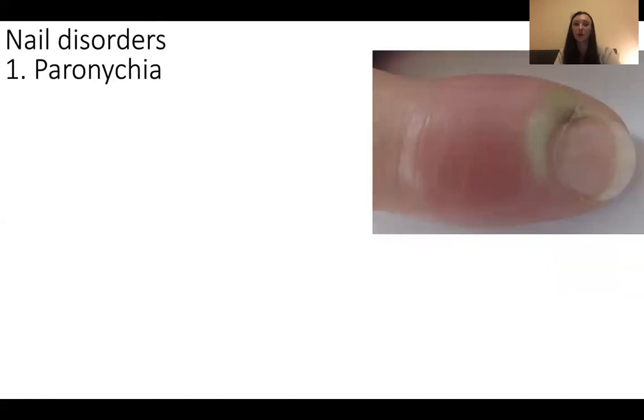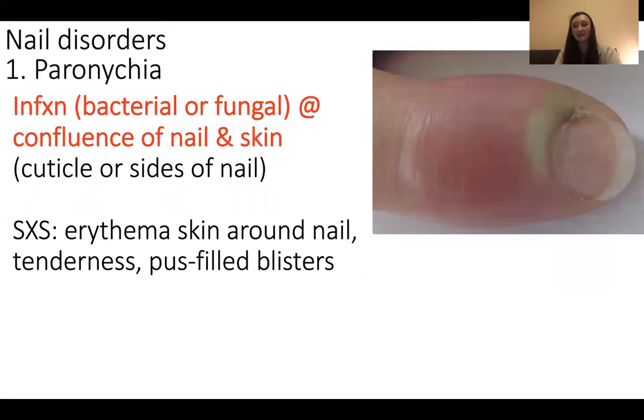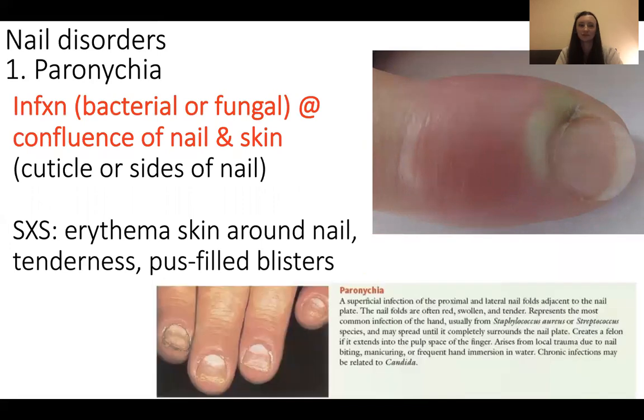Nail disorders. So paronychia is going to be this terrible infection near the nail, bacterial or fungal, at the confluence of the nail and the skin. So basically you have to get the pus out to treat it.